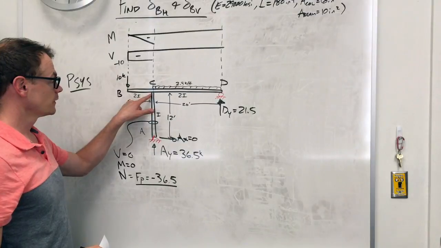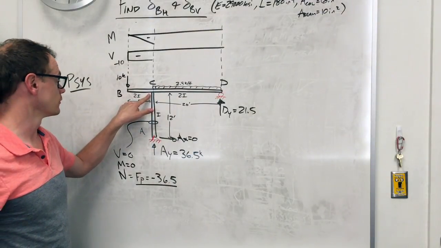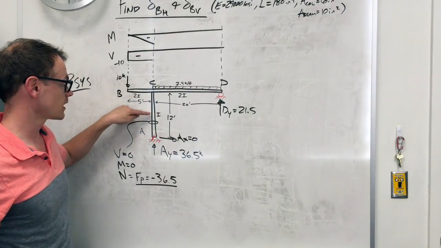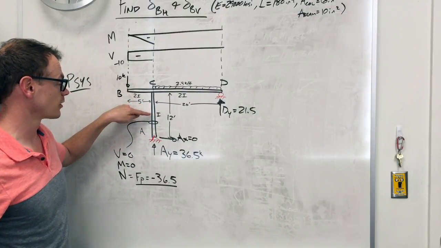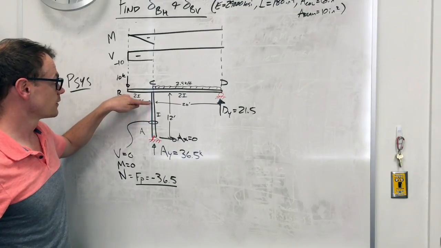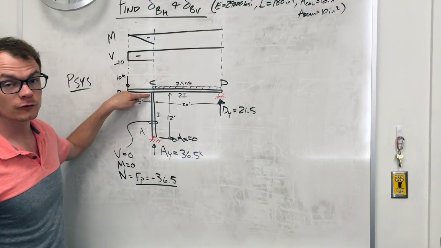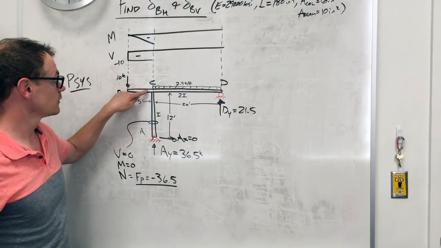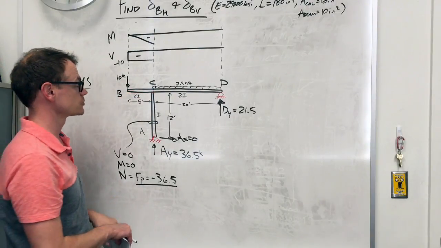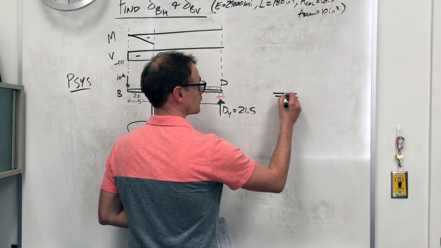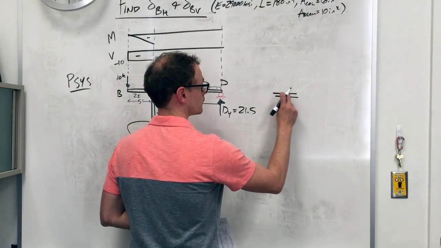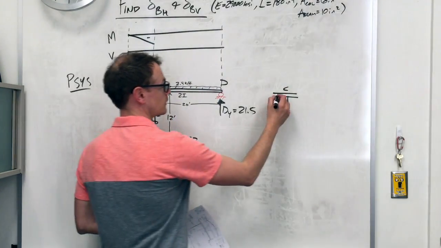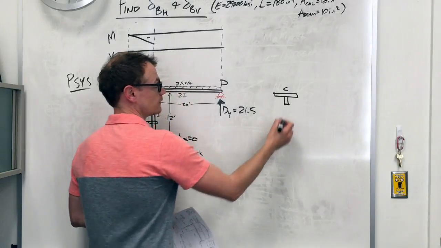Now, for frames, this is where it becomes important to pay attention to what's going on in the frame. Since this column was so simple, we didn't have to consider any moment or shear coming up to this joint, this rigid joint, right? So now the only internal forces that are acting on this internal joint, here's C. The only forces acting on this internal joint, this is all 0.